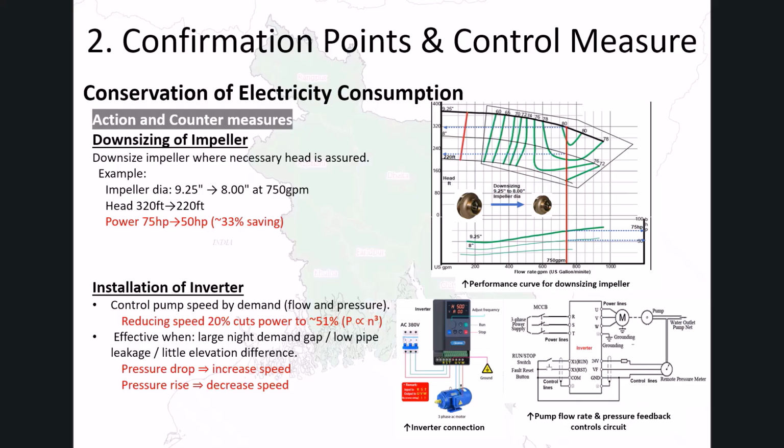In practice, a remote pressure sensor is connected to the inverter. When pipe pressure drops, the inverter automatically increases the motor frequency to raise pump speed. When pipe pressure rises, it decreases the frequency to lower pump speed. This feedback control ensures the pump always operates at exactly the right level for the current demand. Inverter installation is particularly effective when there is a large gap between supply and demand at night, when pipe leakage is low, and when there is little elevation difference across the service area.